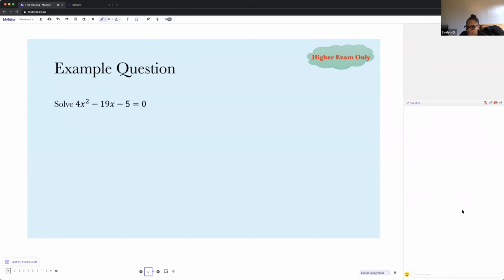Someone asked, will we be doing completing the square today? Yes, we're going to have a look at completing the square next. But we won't be going through too many questions just because of time, because there are so many methods to go through.